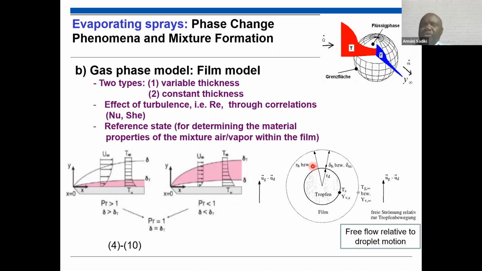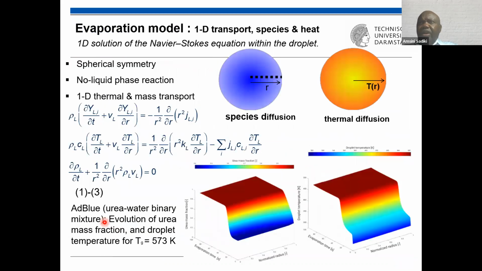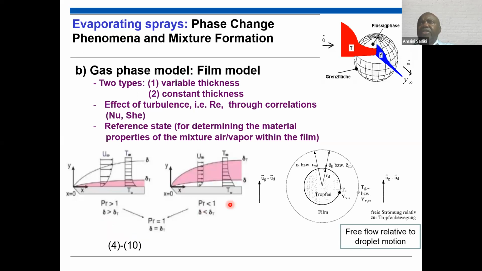Okay, for the mass, as we have introduced here, we have whether a molecular boundary layer or we have the viscous or the thermal. So that is what I call molecular. It is the M, and it is the thermal.